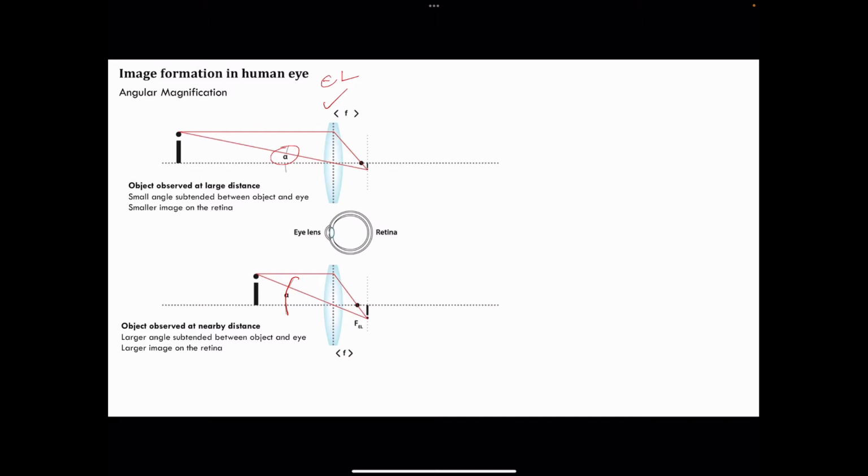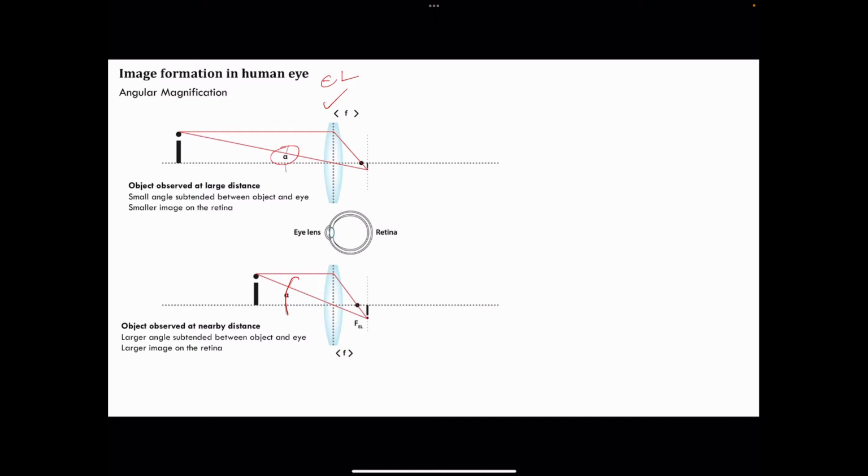So the crux is that the size of the image formed by our eyes will be determined by the angle that will be subtended by the object on our eyes, which itself depends upon the distance of the object from our eyes. I hope we are clear with these two scenarios as to how the size of the image which is formed in our human eye varies with the angle subtended, which in turn depends upon the distance of your object from your eyes.